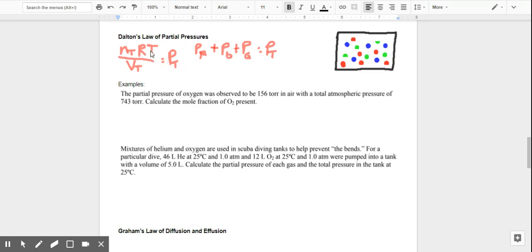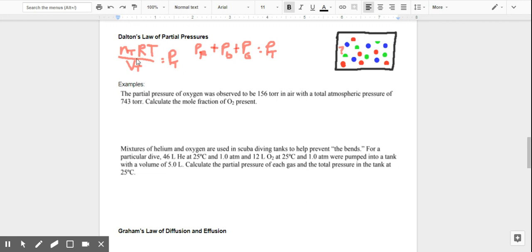This first equation is just using the total information and my ideal gas equation to solve for my total pressure. All it is is PV equals nRT, rearranged to solve for my total pressure. So that's what I can do to figure out the total pressure of this vessel. But what if I want to know just the pressure of that green gas? How do I figure that out?